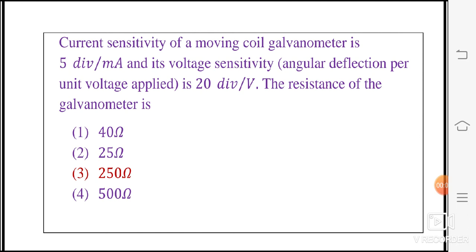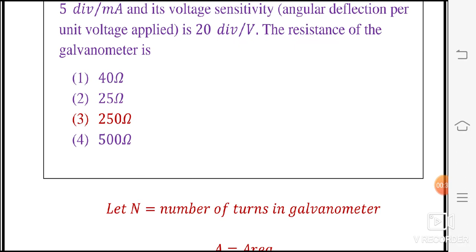The current sensitivity of a moving coil galvanometer is 5 division per milliampere and its voltage sensitivity, that is angle of deflection per unit voltage applied, is 20 division per volt. The resistance of the galvanometer is... So current sensitivity is 5 division per milliampere, voltage sensitivity is 20 division per volt. We have to find the resistance of the galvanometer.